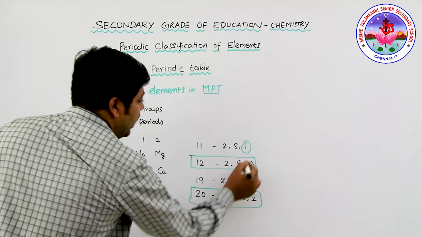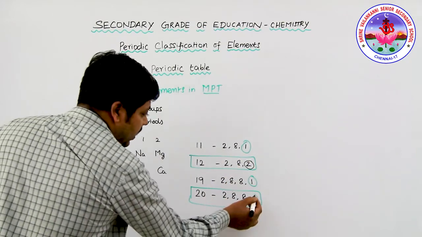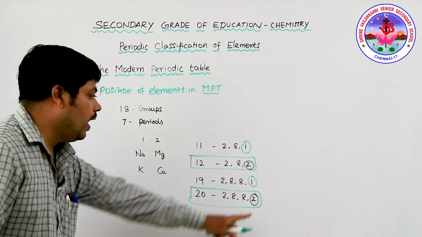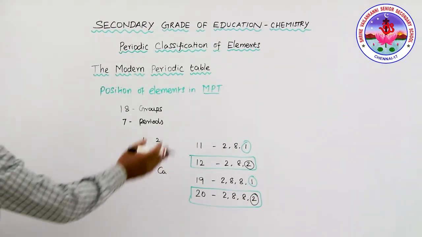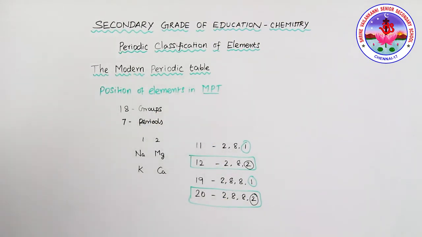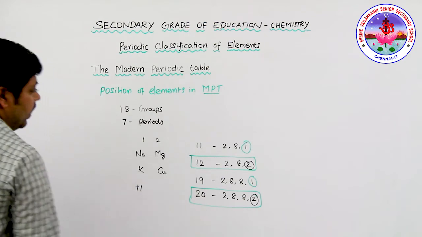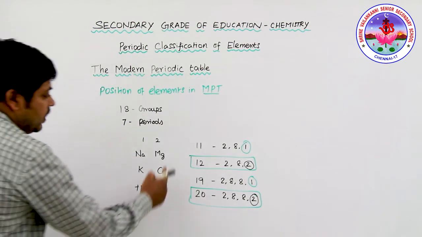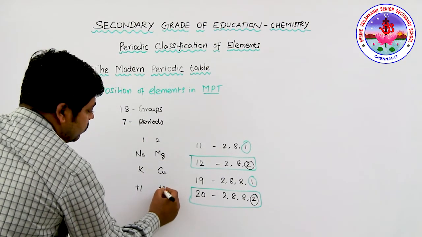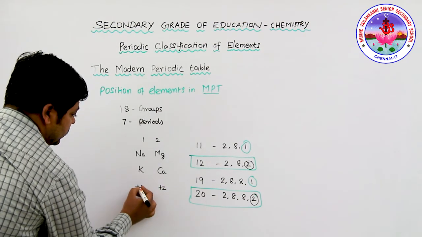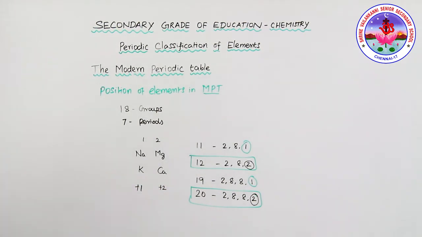See, magnesium has 2 electrons in the outer shell, and calcium also has 2 electrons in the outer shell. That means they have similar valence shell electrons. That is why group 1 elements exist only in the +1 oxidation state, and group 2 elements exist only in the +2 oxidation state. You are going to learn about oxidation states in higher classes.